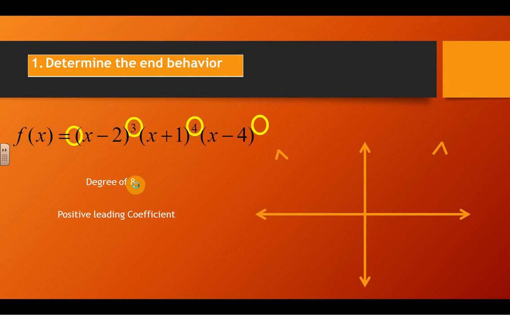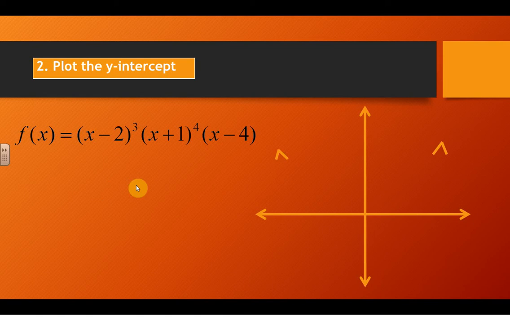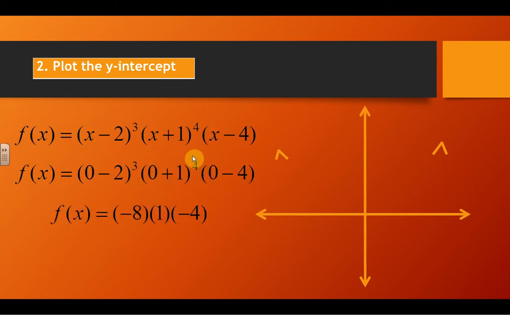Step 2 is, I think, find your y-intercept. So the y-intercept is on your y-axis. What is your x value? 0. So plug in 0. But don't just think it's just going to go away, because you actually have to do some math. Negative 2 cubed is negative 8. 1 to the 4th is 1. Negative 4. And there's your y-intercept. So we know 0, 32 is our y-intercept.